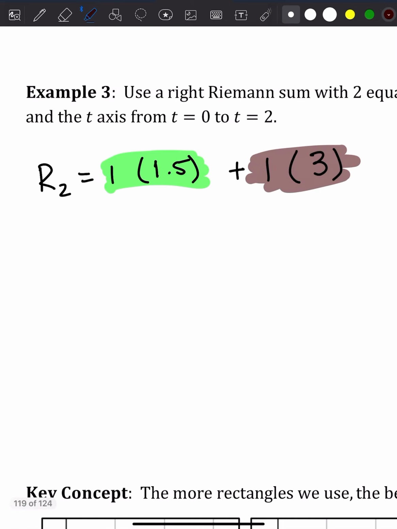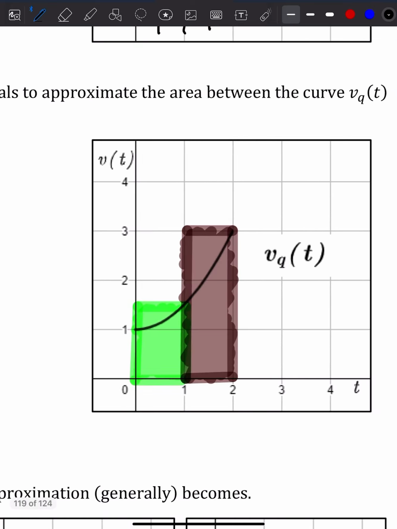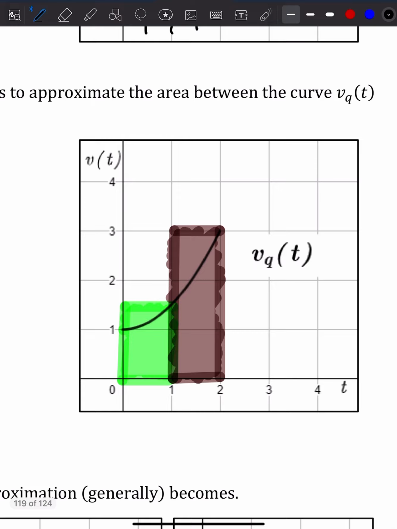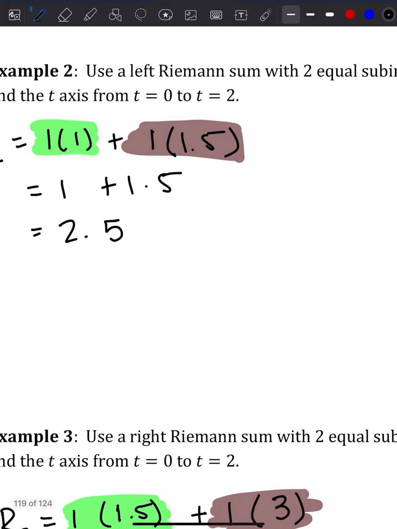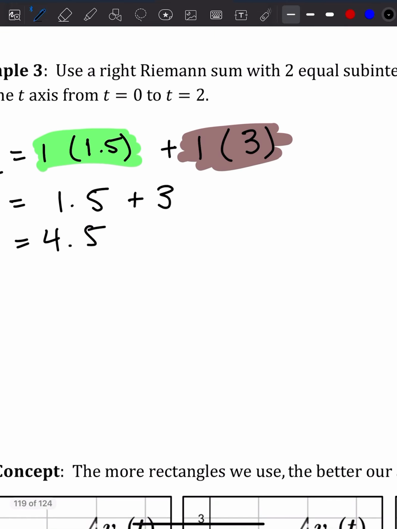We're now going to go ahead and multiply them out. We have 1.5 plus 3, which gives us 4.5. So one of the things that you may notice is that these are both above our graph, so this would be an overestimation. So right now what we know is that our actual area is between 2.5 and 4.5, which is actually a pretty decent range, especially for only doing 2 subintervals.